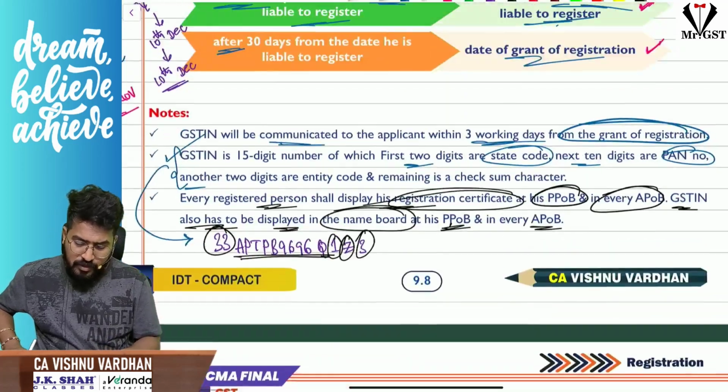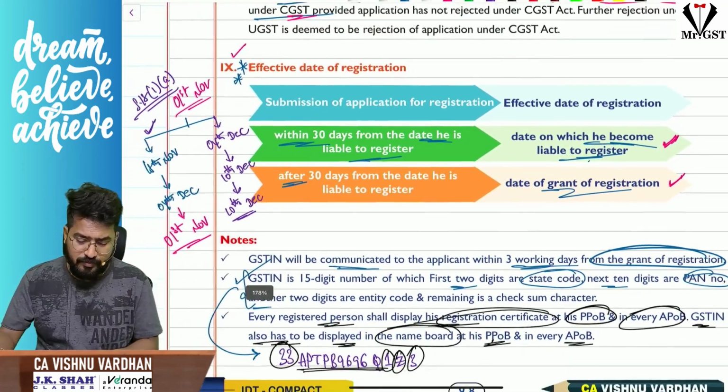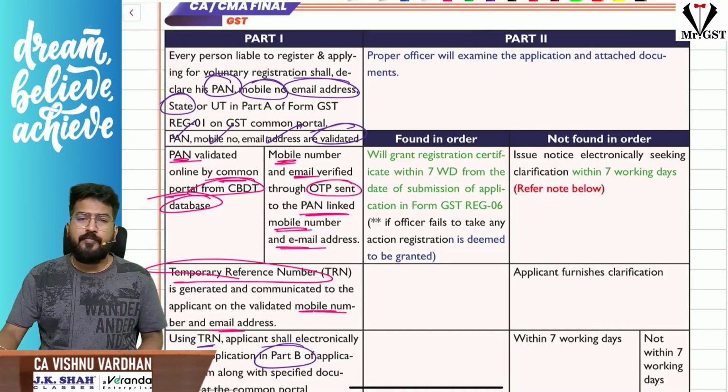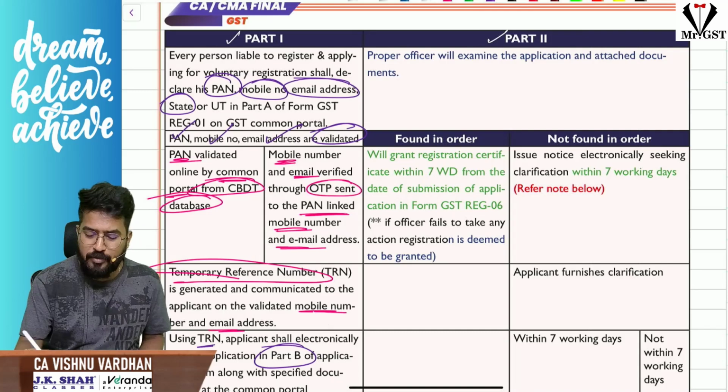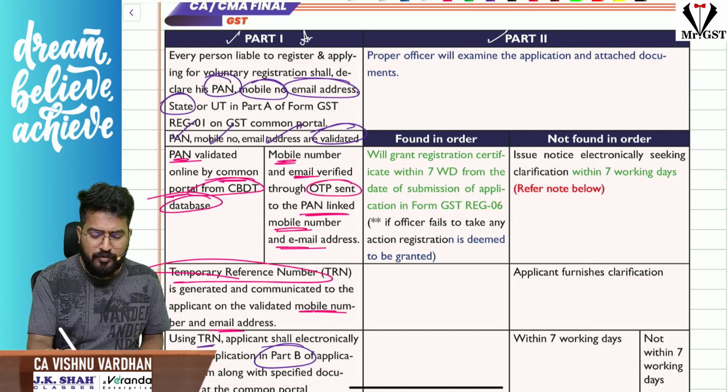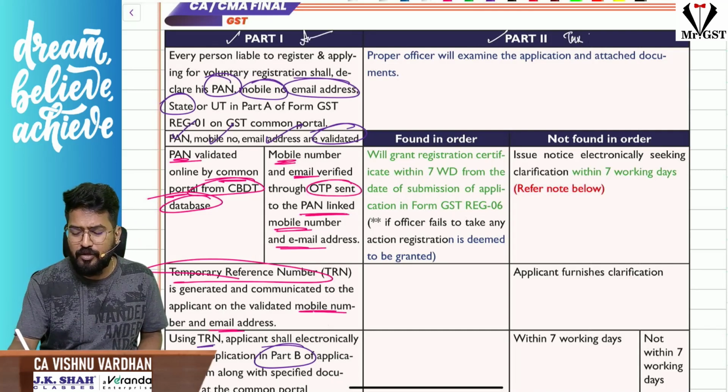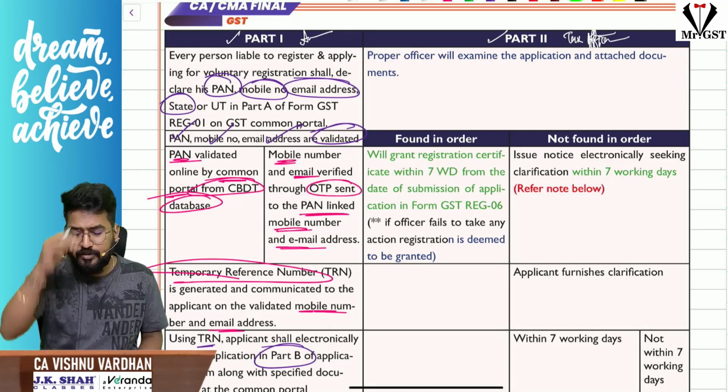Let us move on to registration procedure. If you go through the procedure for registration, there are two parts, part 1 and part 2. Part 1 is what we should do from the applicant side, and part 2 is all about the processing done from the tax officer, proper officer side. Okay, so that is the concept.